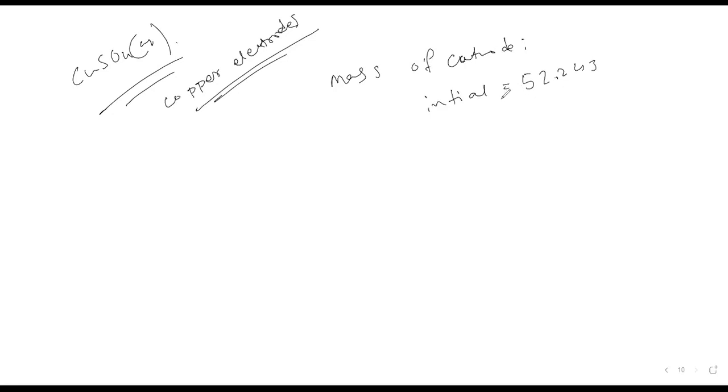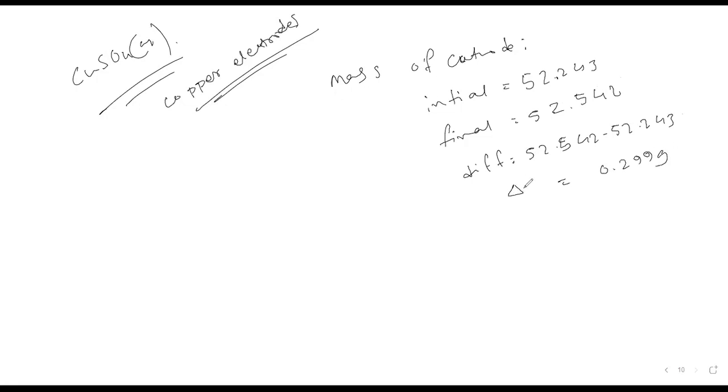Before, it was the anode, and the mass decreased. So in the cathode, the copper deposits, that means the mass is going to increase. So it's actually 52.542. See, the mass actually increased. So the difference is 52.542 minus 52.243, which is equivalent to 0.299 gram. So delta mass, meaning change in mass, is 0.299 gram.